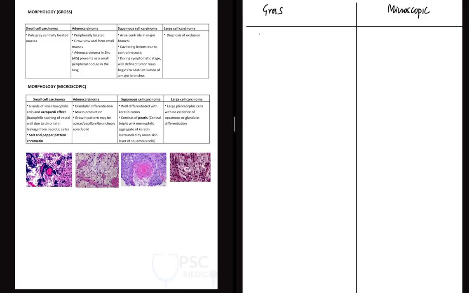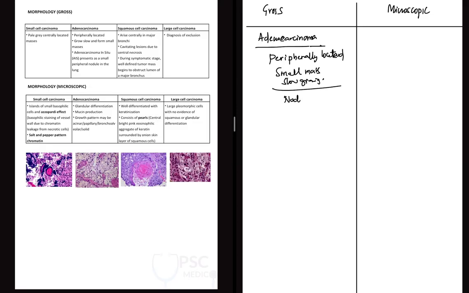Now you have adenocarcinoma. Adeno is glandular. Grossly, it is peripherally located, and it is a small, slow growing mass. Sometimes it is nodular also in the periphery. These are the gross features. Microscopic features: yes, there is glandular differentiation. Any gland, you will see follicles will be there.